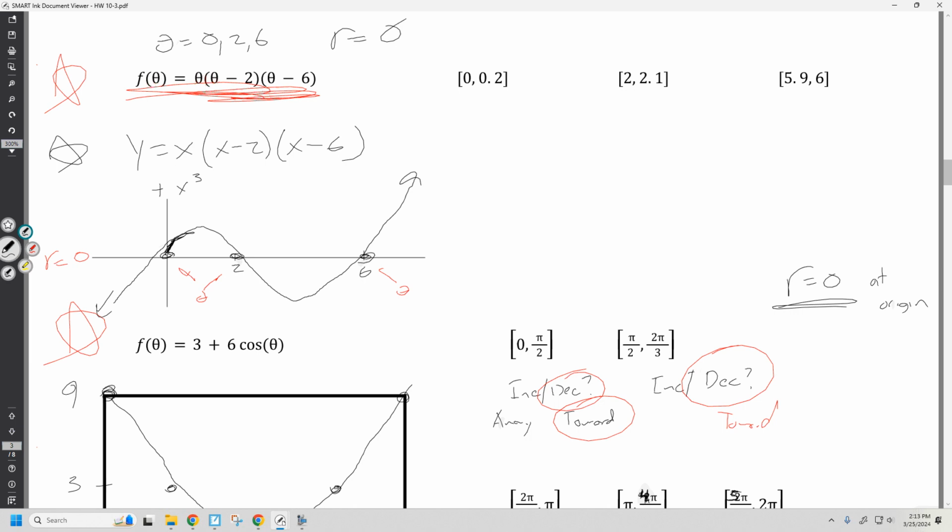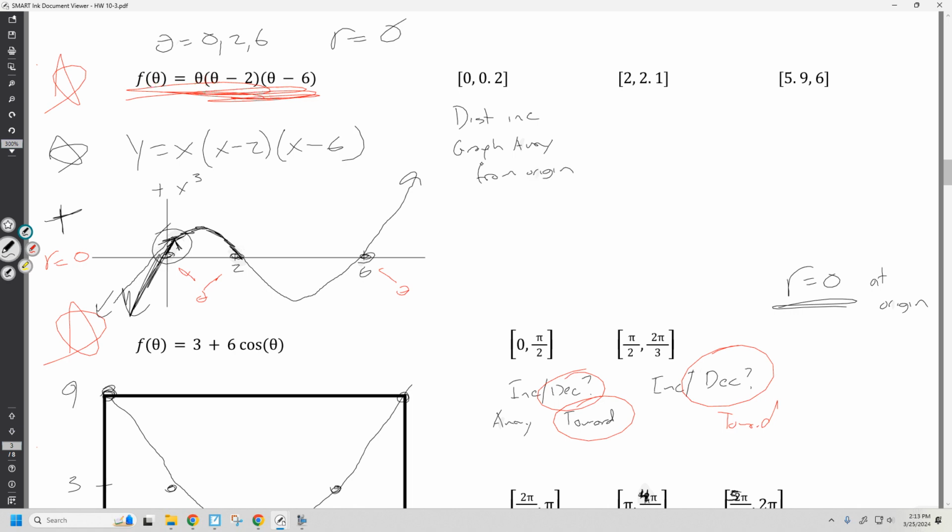My radiuses are positive and going up. Right here is the interval from 0 to 0.2. My radiuses are positive and increasing. That means my distance is increasing. That means my graph is going away from the origin. I'm just being very specific.